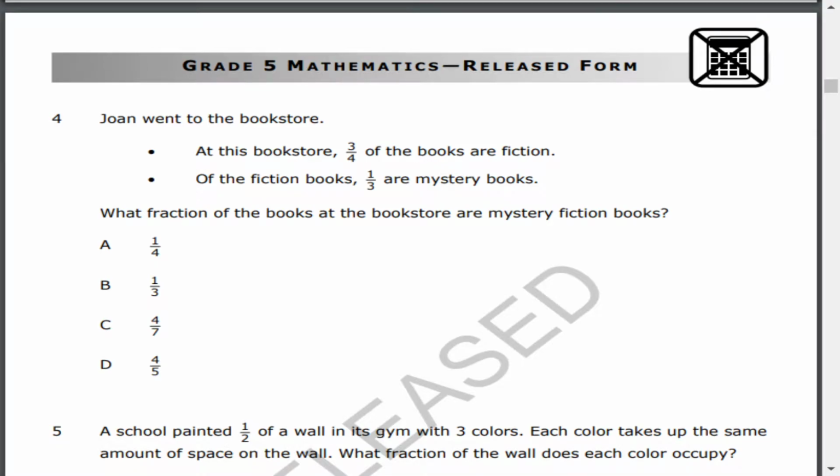All right, we are at number four. Joan went to the bookstore. At this bookstore, three quarters or three fourths of the books are fiction. Of the fiction books, one third are mystery books. What fraction of the books at the bookstore are mystery fiction books?